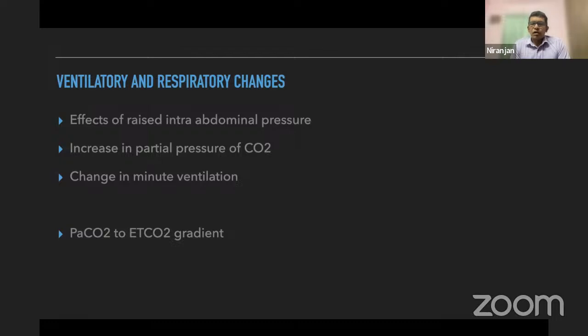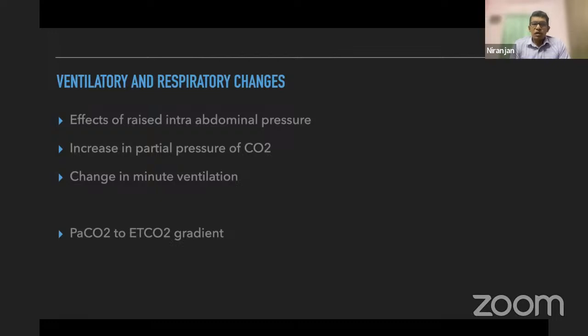In an otherwise normal individual, the gradient between the PaCO2, the partial pressure of carbon dioxide, and the end-tidal carbon dioxide is not that much, and the EtCO2 is a very good guide to assess the PaCO2. But in a patient with cardiopulmonary compromise, this does not hold good. The gradient increases and the PaCO2 rise is not readily shown in EtCO2 readings. So therefore we need continuous monitoring using ABG.